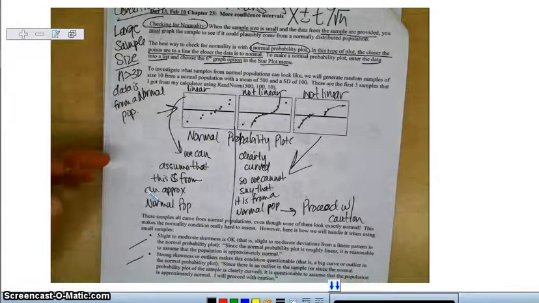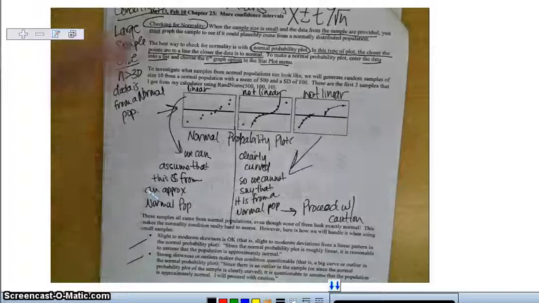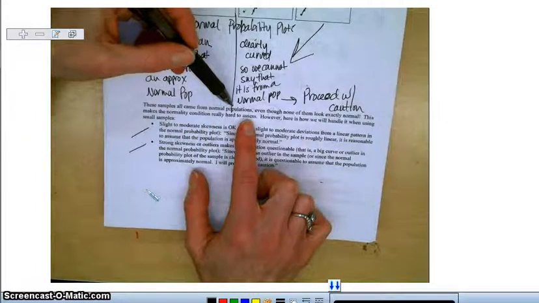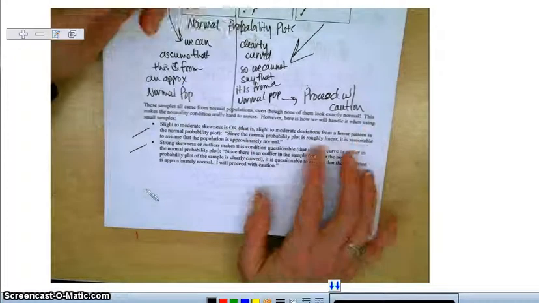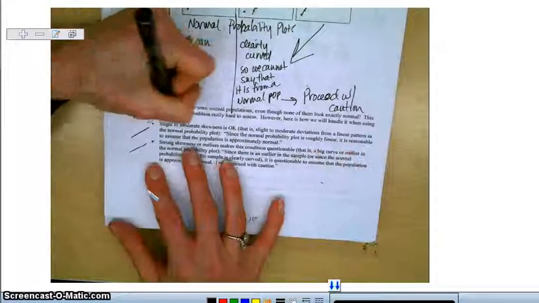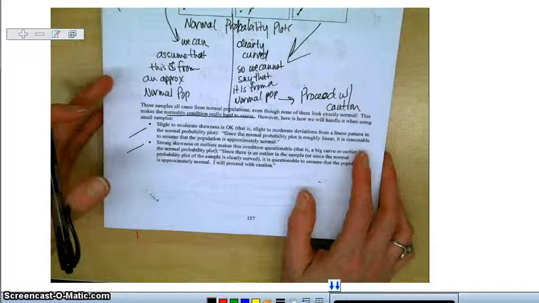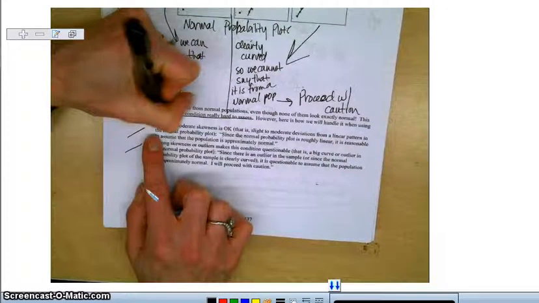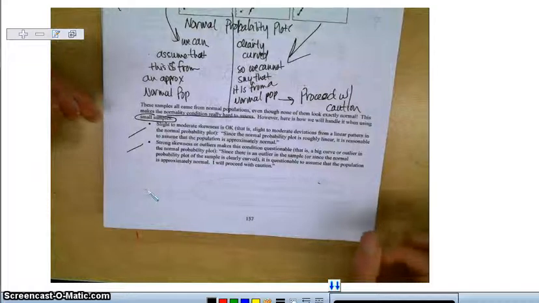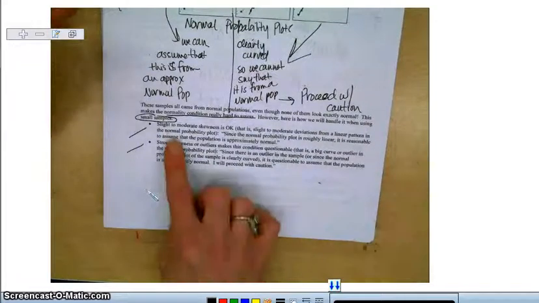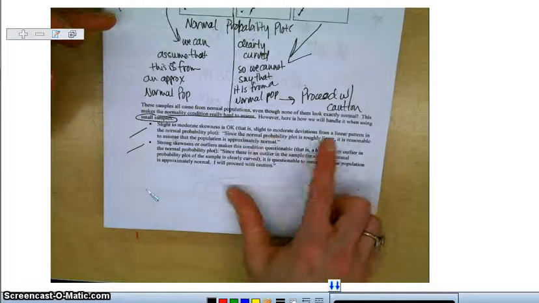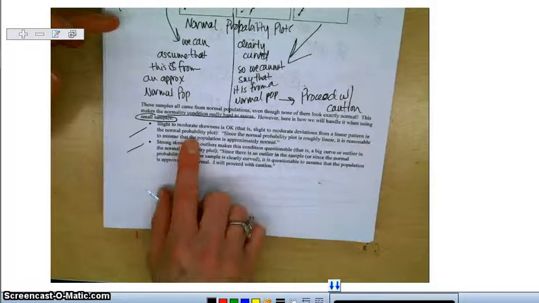So basically all the bottom says it's kind of a recap of what we just wrote down here. These samples all came from normal populations. They actually did, even though none of them look exactly normal. This makes the normality condition really hard to assess. However, this is how we'll handle it when using small samples, n less than 30. Slight to moderate skewness is okay. So slight to moderate deviations from a linear pattern in the normal probability plot, that's fine.